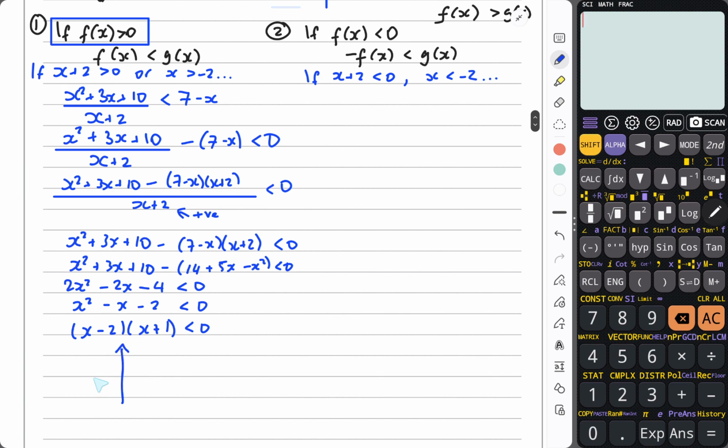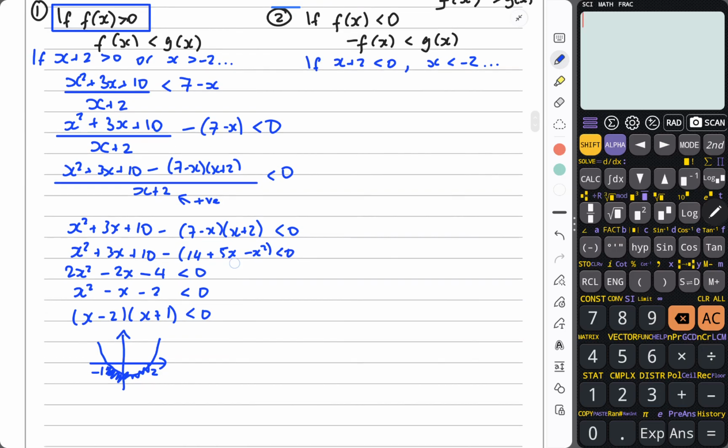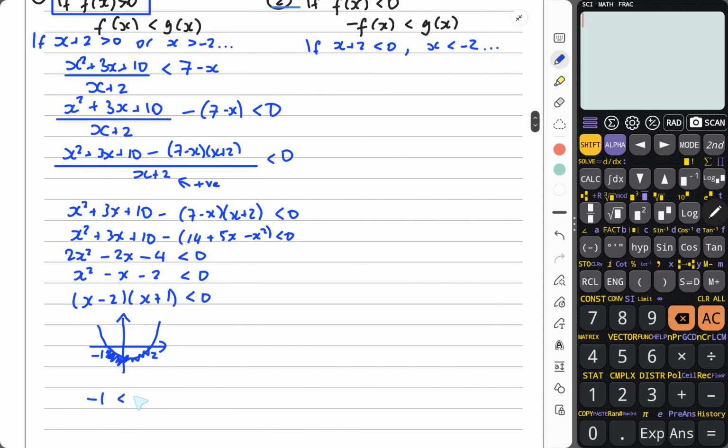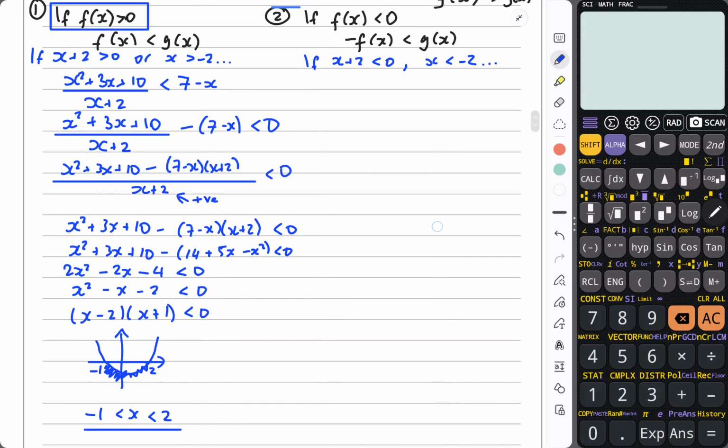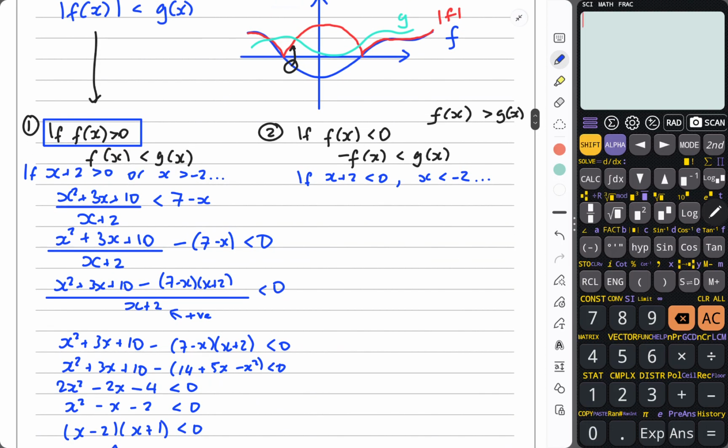So then we've just got to look at our graph. So roots are at positive 2 and negative 1. So something like that. So positive 2, negative 1. Where is it negative? It's negative in that region there. So we've got minus 1 less than x less than 2. Okay, so that's our first sort of solution. We now need to look at the second case.